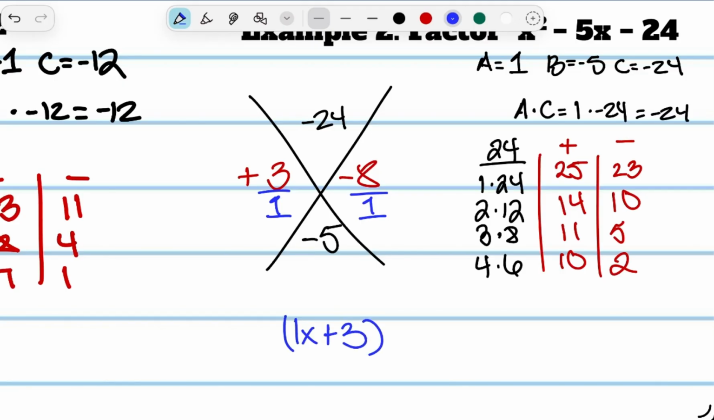Okay, and then the other one, the bottom number of the fraction goes in front of the x, and what's at the top of the fraction goes behind the x. So that will be the two binomials. Once we factor example 2 completely, we get x plus 3, and we get x minus 8. All right, so now that we finished example 2, let's move to our last example.